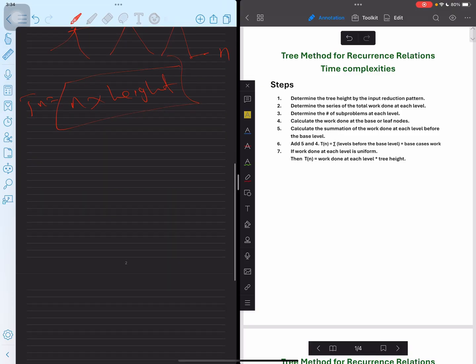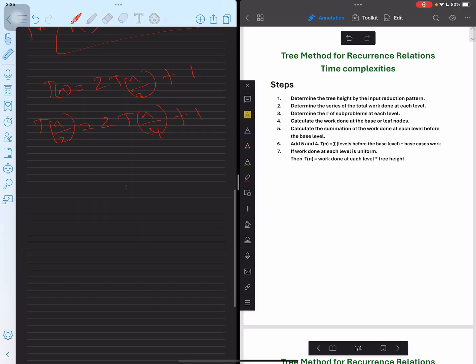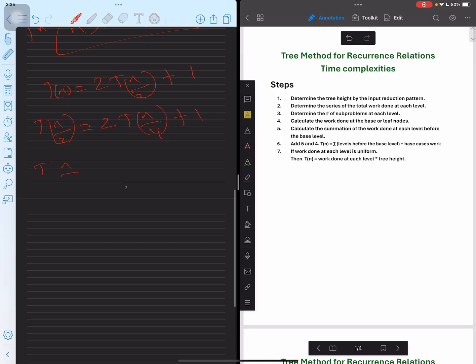So now let's go back to number 1. Number 1 says determine the tree height by the input reduction pattern. What do I mean? If T of n is 2T(n/2) + 1, you see the reduction from n to n over 2. The next input is going to be n over 2, right? I've reduced it from n to n over 2. It's going to be 2T(n/4) + 1. The next input is going to be n over 4, and this will give me 2T(n/8) + 1.